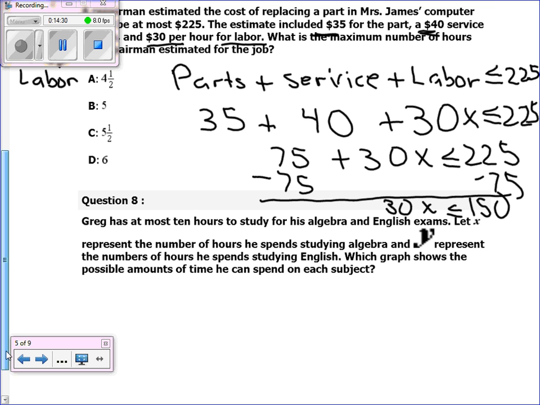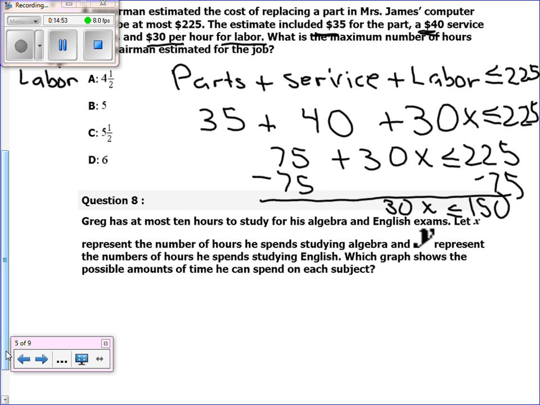Oh, another verbal problem here. Oh, and it's about study. All right, so here Craig has at most 10 hours to study for an algebra and an English exam. Let X represent algebra, number of hours, and Y represent the number of hours for English. Now they want to know which graph shows the possible amounts of time that Greg can spend on each subject.